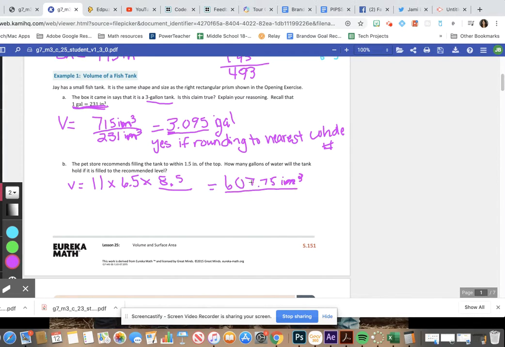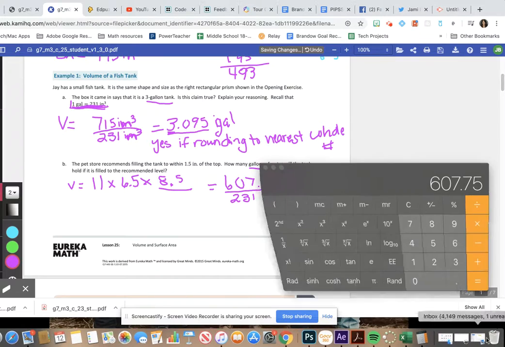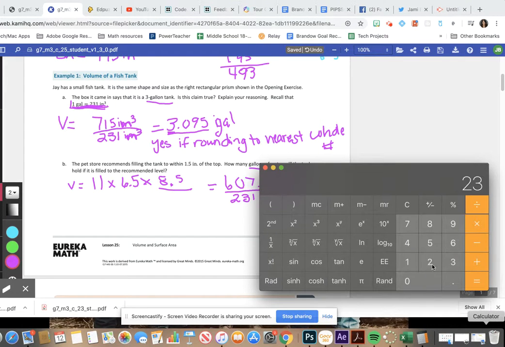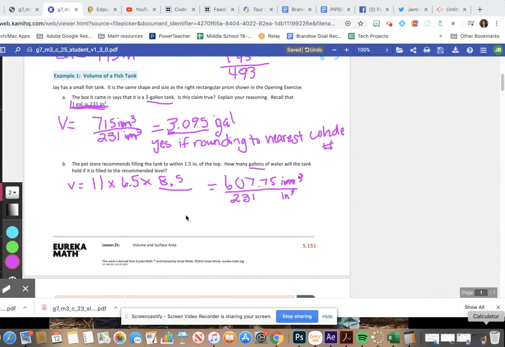And remember, if I'm trying to convert it to gallons, they gave me this in the last problem. 1 gallon is 231 inches cubed. So I can, again, divide by 231 inches cubed. So let's do our new volume divided by 231, which would be 2.63, we're rounding it off, gallons. So this would be our new capacity.